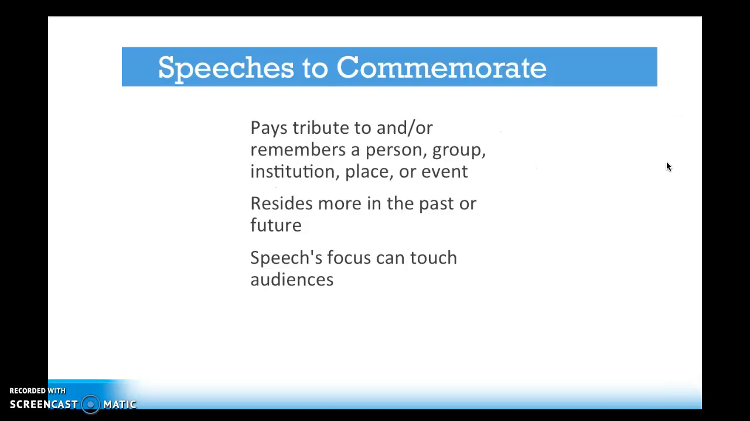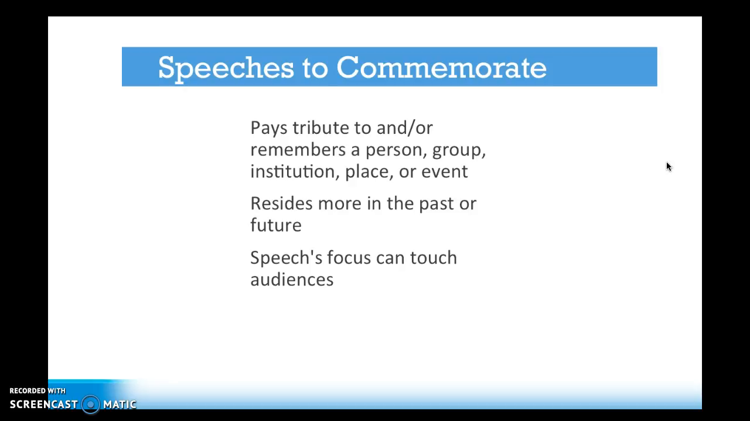In this week's lectures and readings, I'm going to show you what I think is probably one of the best commemoration speeches out there. It's J.K. Rowling's Harvard commencement speech. So definitely look at that if you were planning on doing a commemoration speech. So what's a commemoration speech? You're paying tribute to an event like a graduation, like J.K. Rowling does, a person, a group, and this resides more in the past or future. And the speech's focus is on touching the audience emotionally.